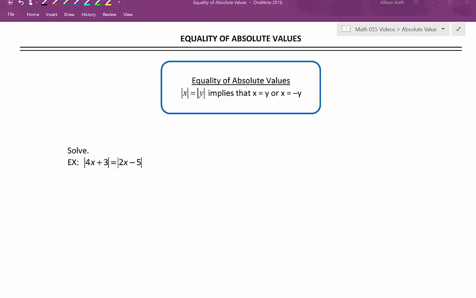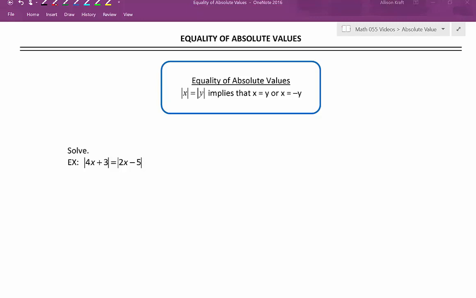In this video, we'll be discussing equality of absolute values. That's when we have one absolute value equal to another absolute value. The absolute value of x equal to the absolute value of y implies that x equals y or x equals the opposite of y. That is, if two absolute values are equal to each other, the insides are either the same or they're opposites of each other.